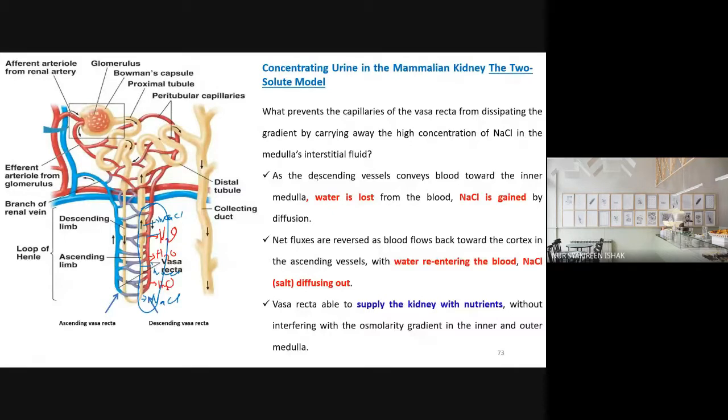As the descending vessel conveys blood towards the inner medulla, it goes down, right? Water is lost from the blood as sodium is gained by diffusion. The sodium chloride that exits the ascending limb of loop of Henle goes out into the interstitial fluid and also enters the blood vessels. So the blood vessels carry blood from descending to ascending. So the ascending blood vessels will flow in the opposite direction to the filtrate in the descending limb of loop of Henle.